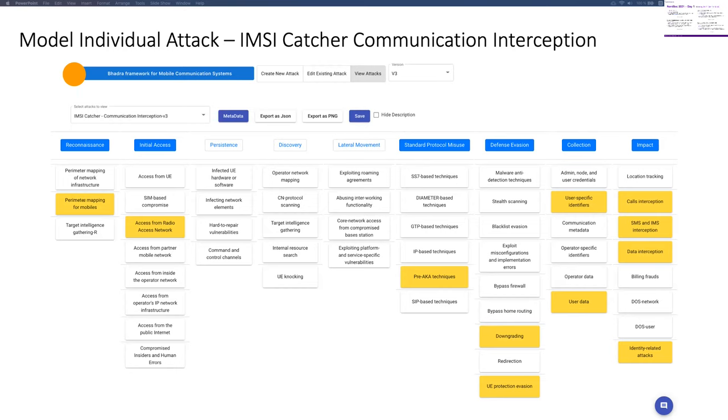So in the end, they might achieve call interceptions, SMS, and data interceptions if it's unencrypted. And also, having the IMSI, an attacker can impersonate a subscriber in the core network and probably lead to other identity related attacks. So yeah, this is one example of how an attack scenario can be populated into the framework.